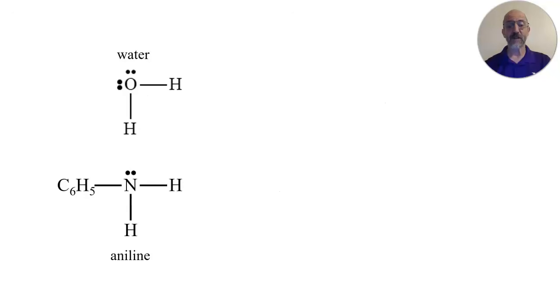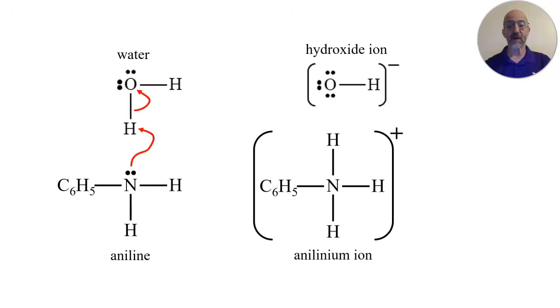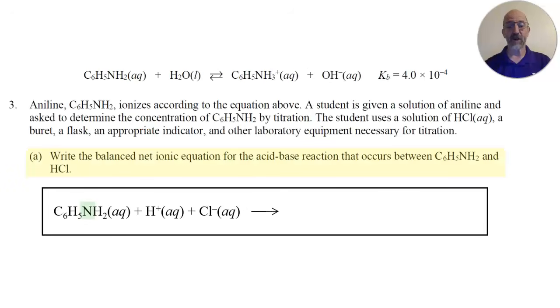C6H5NH2. There's the lone pair on the nitrogen atom, and so that is able to be a proton acceptor at that spot. And you would get hydroxide, but you would get the anilinium ion. So C6H5NH3 plus, that's the formula of the conjugate acid of aniline. It's known as the anilinium ion. C6H5NH3 plus. Let's go ahead and put that formula on the right side of the equation.